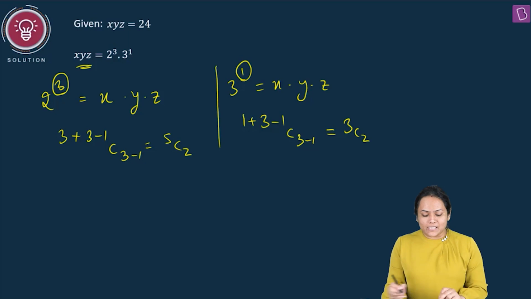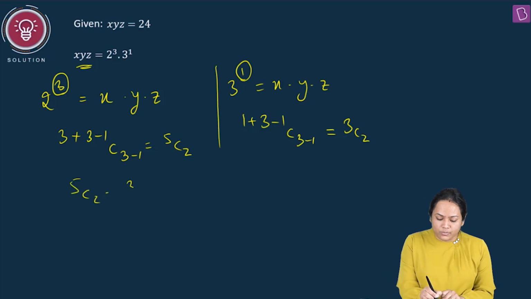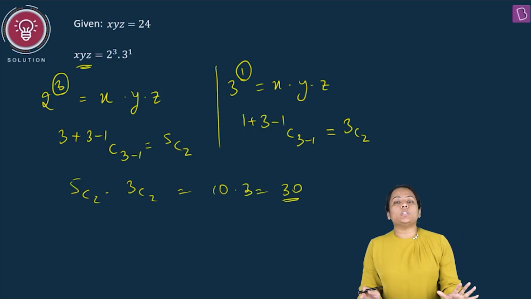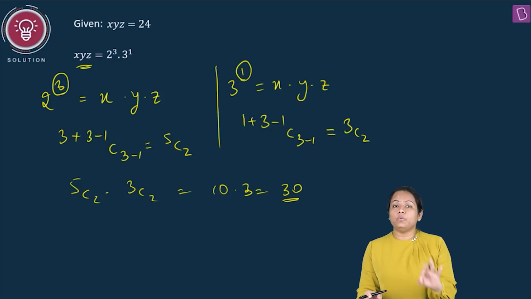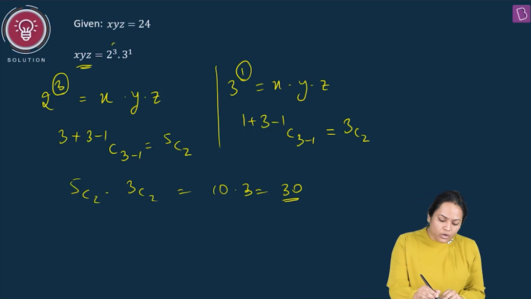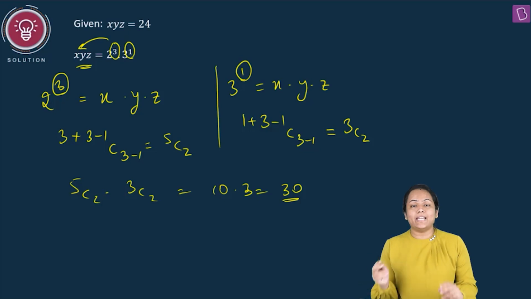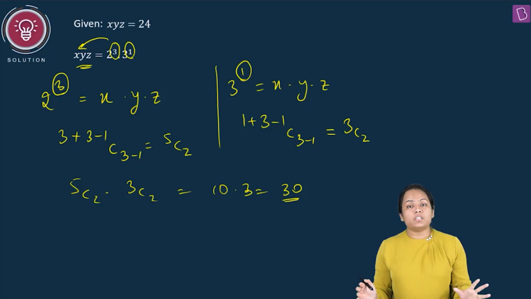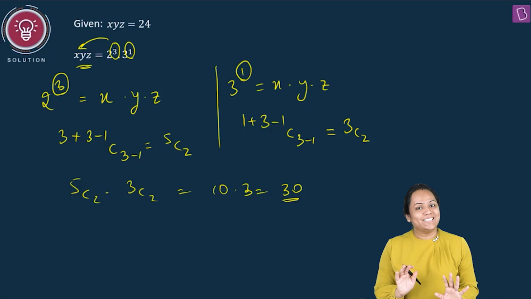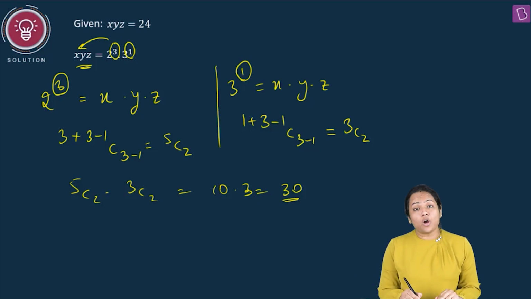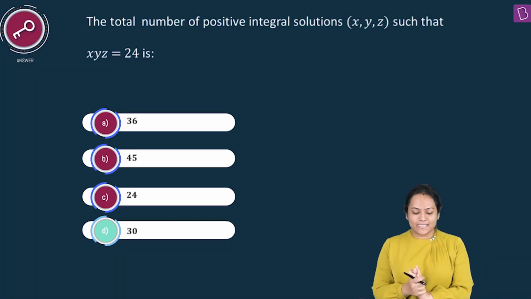So the final answer will come out as 5C2 multiplied by 3C2, that is 10 multiplied by 3, which is equal to 30. So these are the total number of ways in which you can distribute the power of 2 and the power of 3 among the numbers x, y and z, and these are going to give you the positive integral solutions possible. Clear? Okay, so now if we look at the options, we can clearly say that the answer is going to be D.